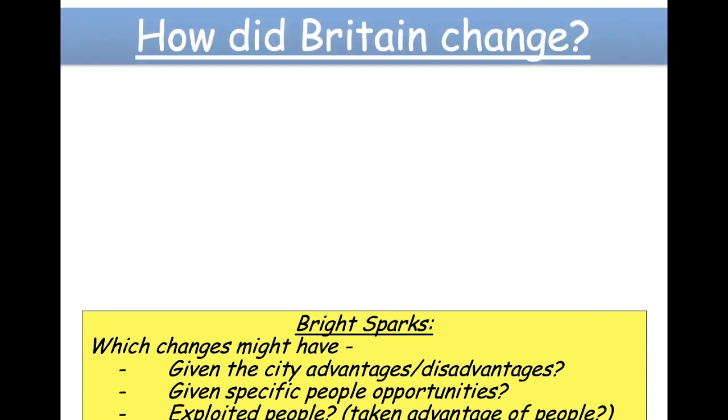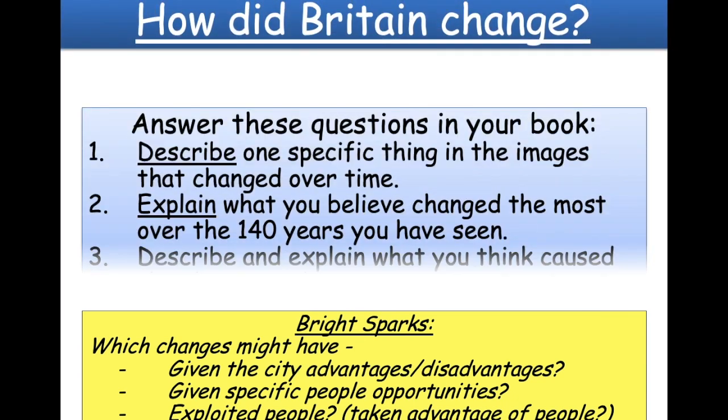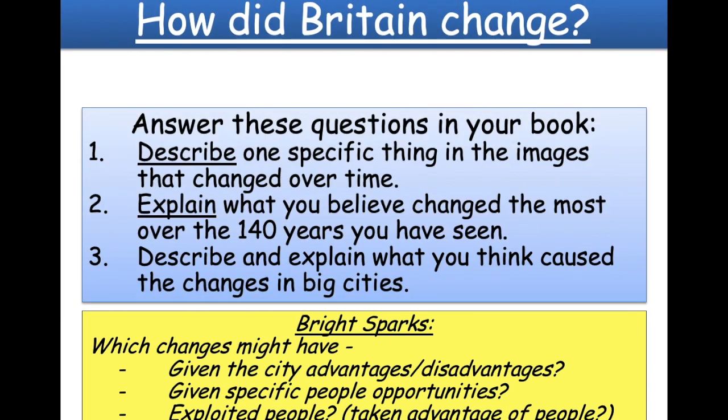Okay, so how did Britain change then? The question of the hour. I'd like you to answer these questions in your exercise book. You don't have to write the question out. You can if you want to. If you're not writing the question out, could you please answer in full sentences? So, number 1, describe one specific thing in the images that has changed over time. Number 2, explain what you believe changed the most over the 140 years you have seen. Describe and explain what you think caused the changes in big cities.